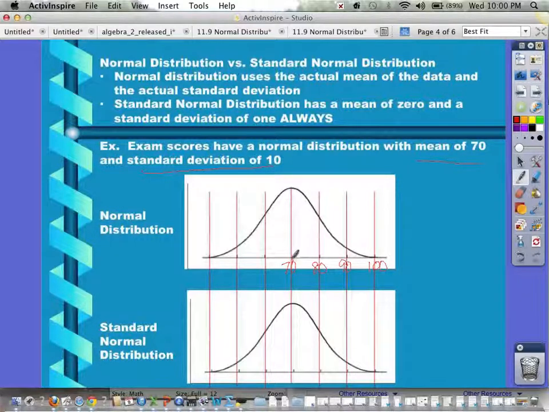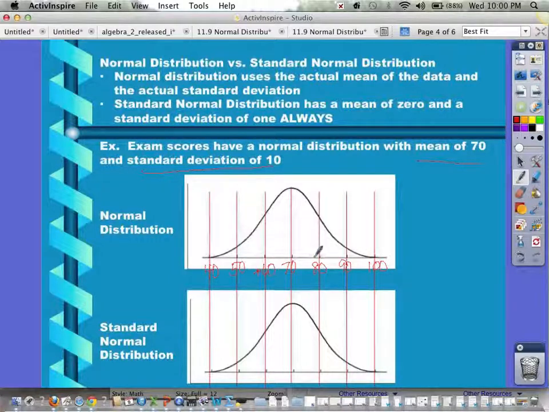Over on this side, 70 minus 10 is 60. 60 minus 10 is 50. 50 minus 10 is 40. Okay, that would be your mean and your standard deviations to either side. And that's how you would set this up.